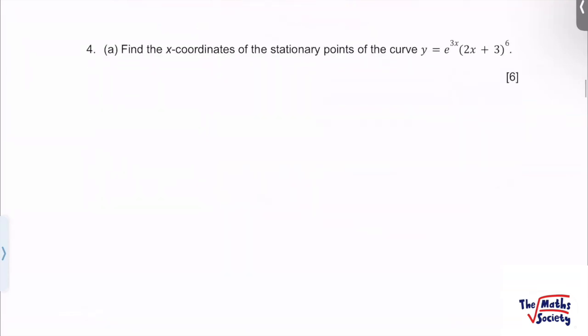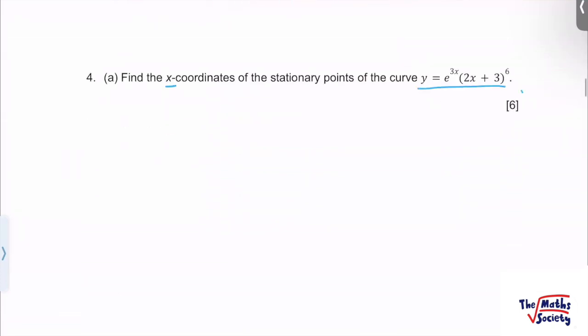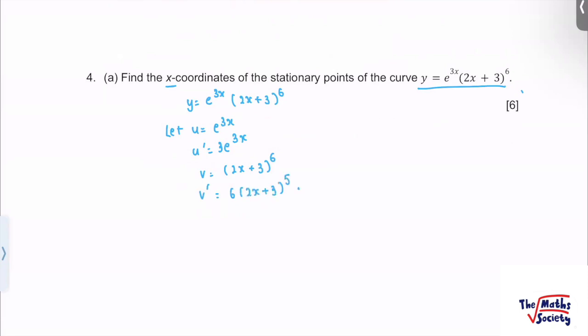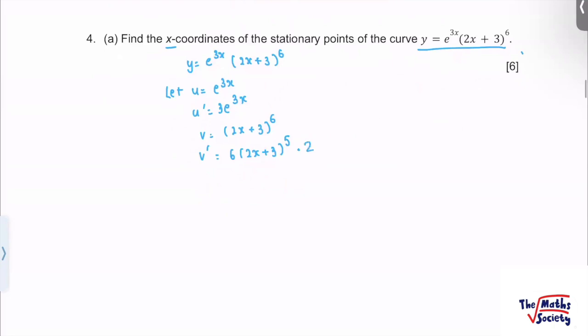And now we'll move on to question number 4, where it says to find the x coordinates of the stationary points of the curve y equal to this equation. So y equals e power 3x times (2x plus 3) to the power 6. So let u equal e power 3x. So u prime, you know that's 3e power 3x. v equals (2x plus 3) the whole power 6. v prime is 6(2x plus 3) the whole power 5, multiplied with 2. So that's going to equal 12(2x plus 3) the whole power 5.